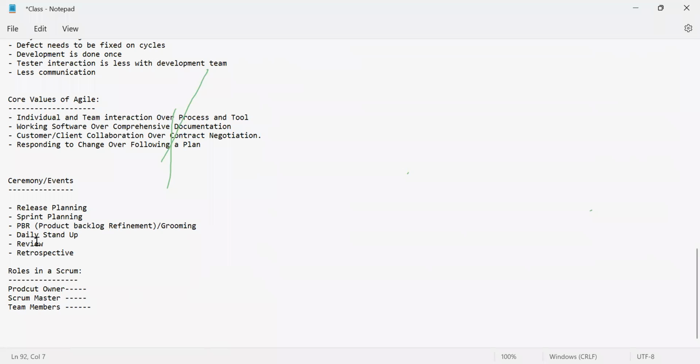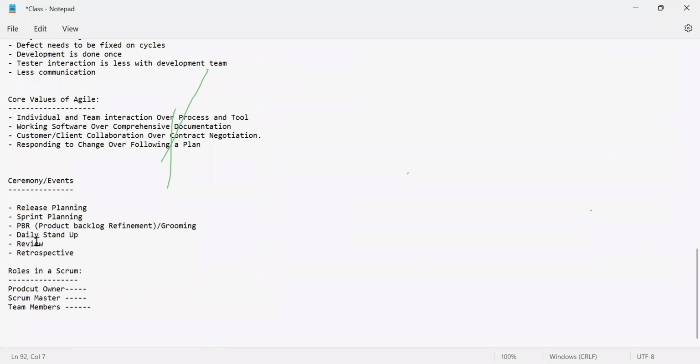Any meeting that is part of this sprint needs to be attended by each and every team member, and it is mandatory. What is daily stand-up? Daily stand-up is a meeting that happens every day of the sprint. It is time boxed to 15 minutes. Every team member needs to attend this meeting. They need to answer 3 questions.